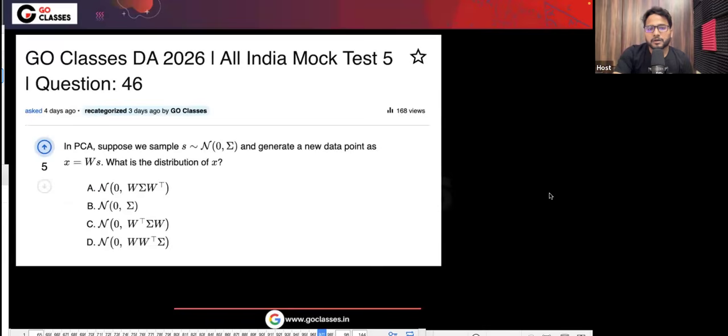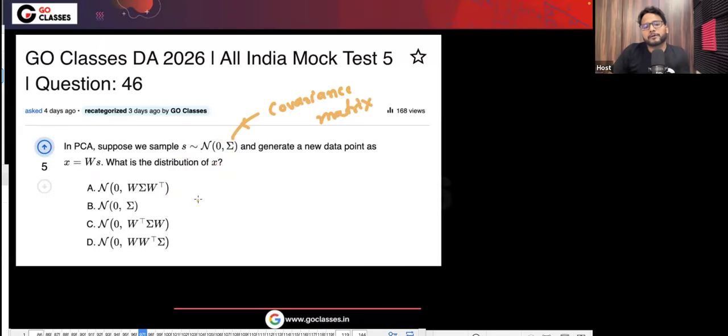Okay. Now let's solve this question. So here, this question was related to PCA, and they're asking some things about the PCA. They're saying, suppose that we sample S from this distribution. Okay, there is a multivariate distribution here. This is a covariance matrix. And there is a new data point which is X equal to WS. Then what is the distribution of X?